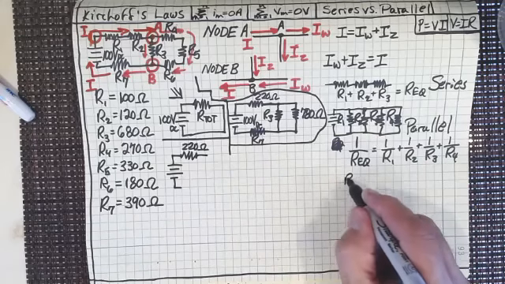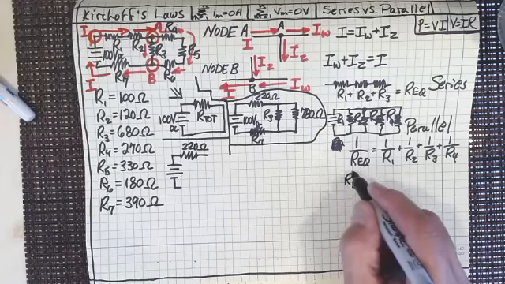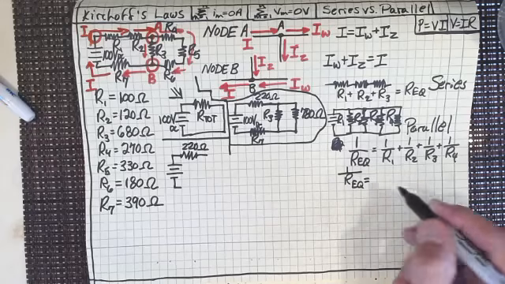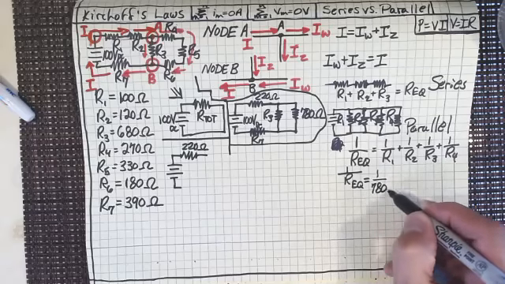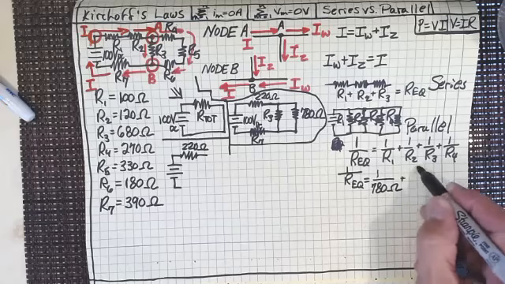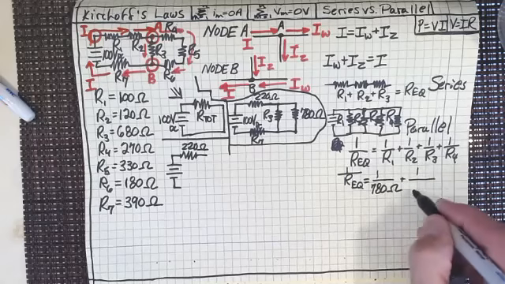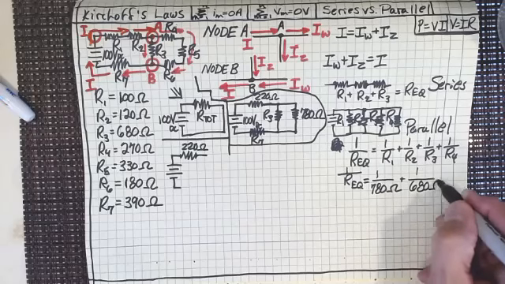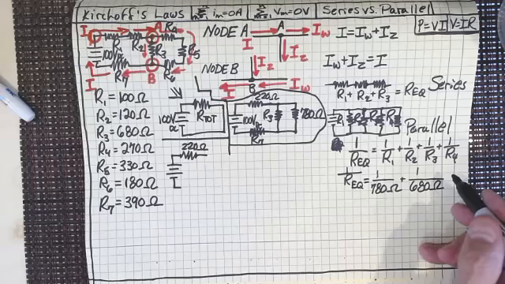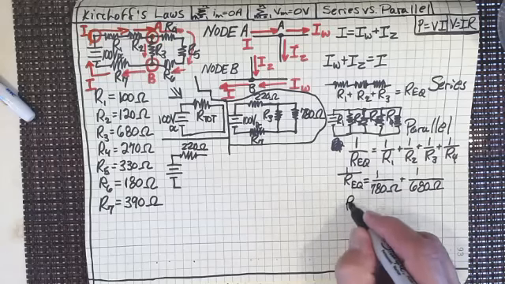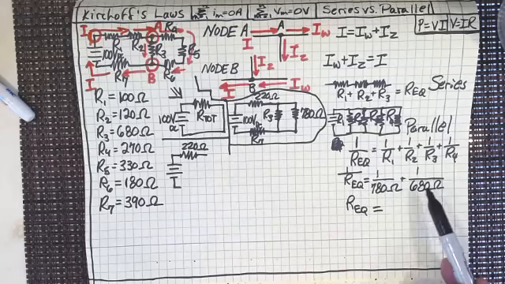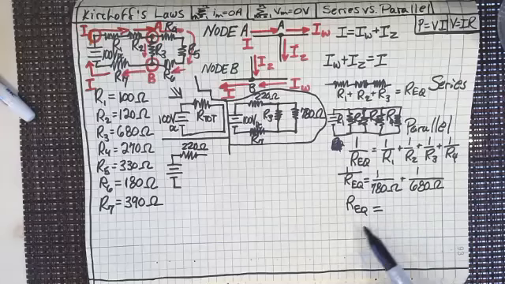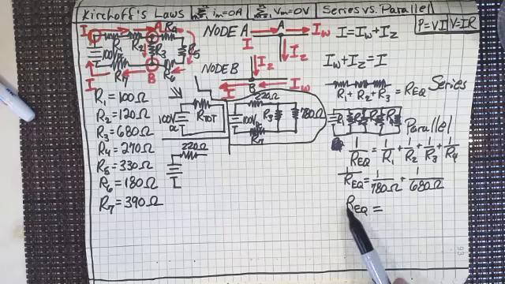So 1 over the equivalent resistance is going to be 1 over 780 ohms plus 1 over R3, which is 680 ohms, right? Now, of course, that's just 1 over. So R equivalent is going to equal this, and then we want to take it to the -1, don't we? Because that's what this is, 1 over this, take it to the -1, and it's going to give me our equivalent.